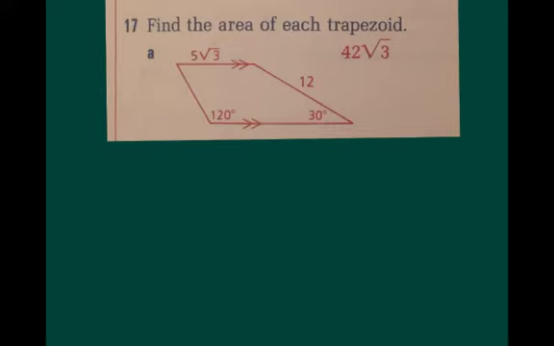Okay, to find the area of the trapezoid in number 17, I see that I've got a 30-degree angle, and hopefully that's making me think to look for some 30, 60, 90 triangles. So I'm going to drop an altitude from this vertex, and that creates, if I draw perpendicular to the opposite base, a 30, 60, 90 triangle. The side opposite the 90-degree angle is 12, so the side opposite the 30-degree angle is going to be my height of my trapezoid, or 6.